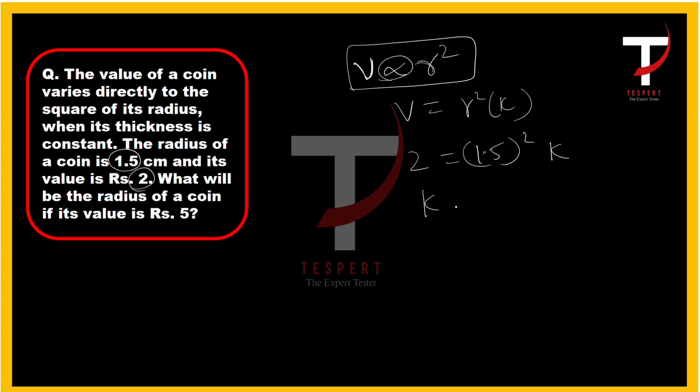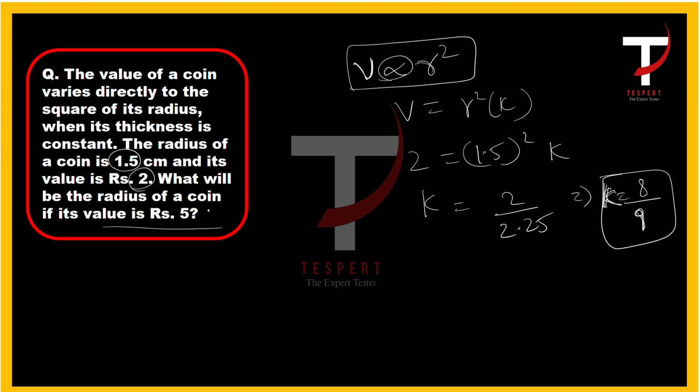So what is the value of k? K will be equal to 2 by 2.25, and k will be equal to 8 by 9. So the value of k is 8 by 9.